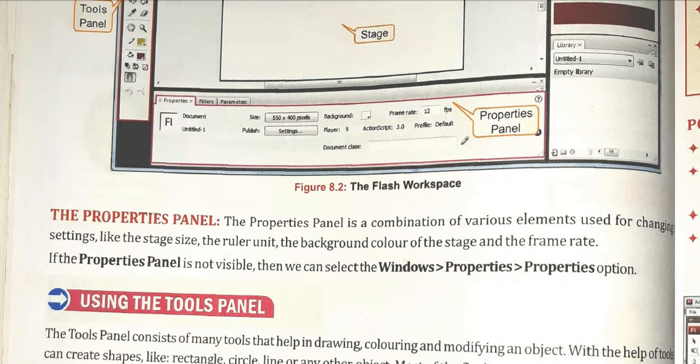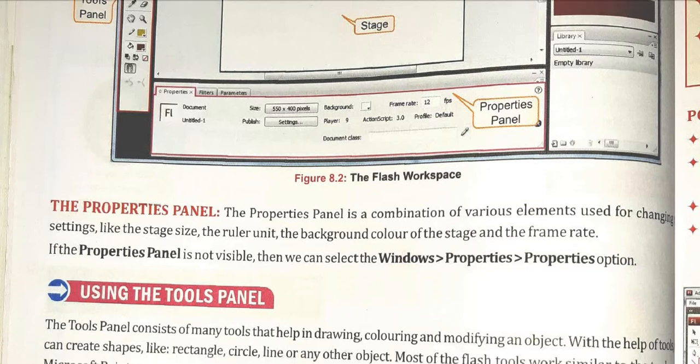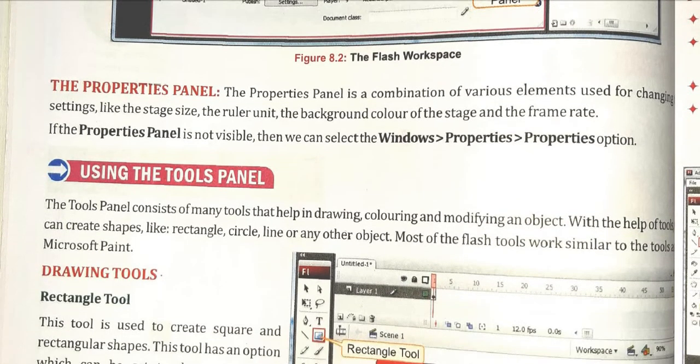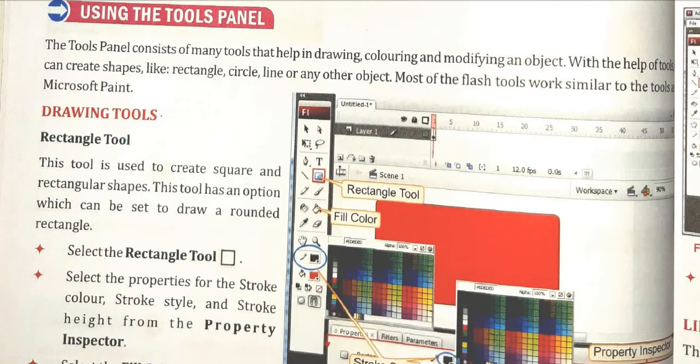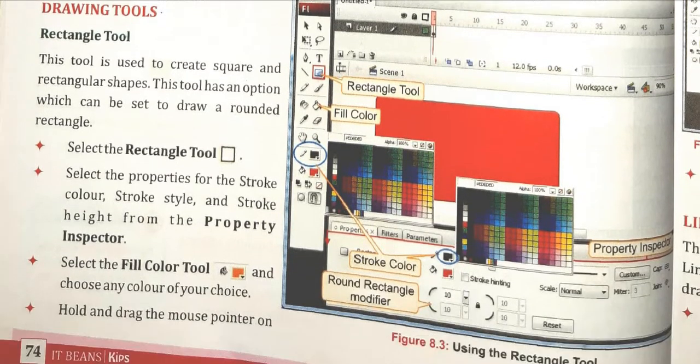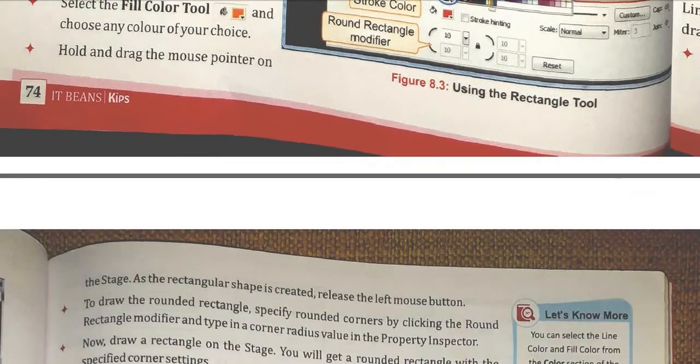The properties panel. So what is the property panel? Properties inspector, I told you. The property panel is the combination of various elements used for changing settings, like the stage size, the ruler unit, the background color of the stage, and the frame rate. So all this can be set, right? Properties, when you use it, we will see. Using the tools panel, the rectangle tool, I will show you how to use the rectangle tool.